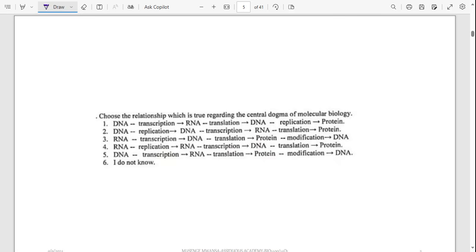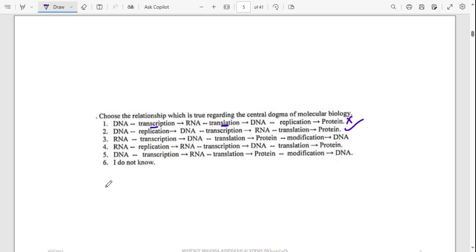Choose the relationship which is true regarding the central dogma of molecular biology. DNA. So the first one they've mentioned here is transcription. It's DNA to RNA. Well, you know that is true, right? But translation is not RNA to DNA. So this is wrong. The second option, DNA to DNA replication, that is true, right? DNA to RNA, that is transcription, that is true, right? RNA to proteins, that is translation. This is true.